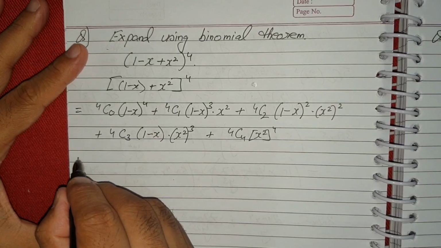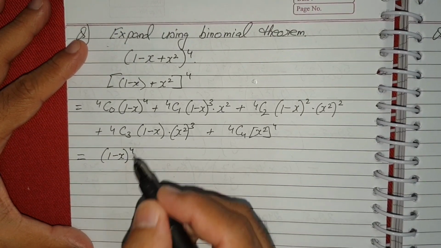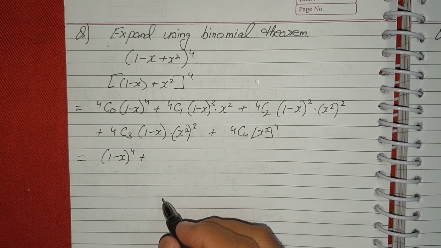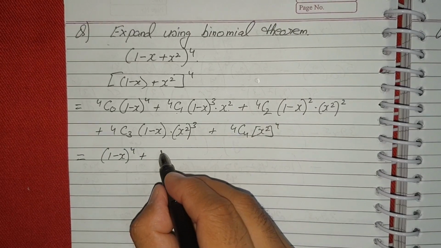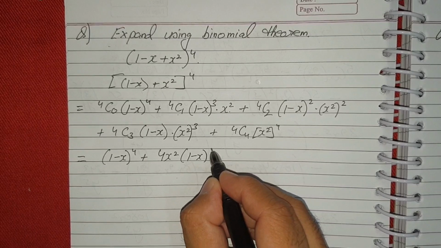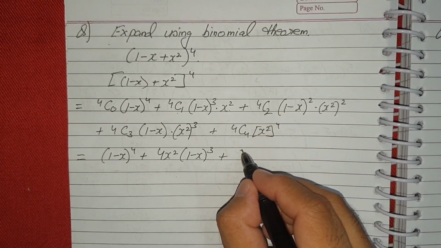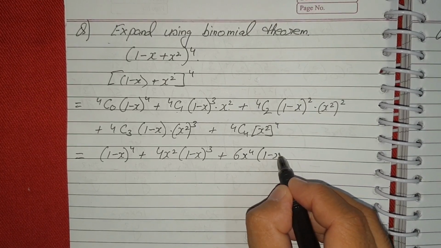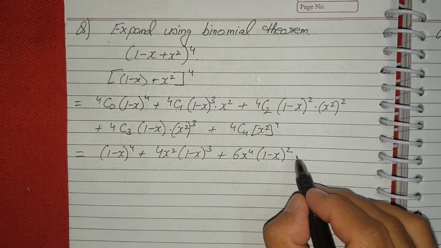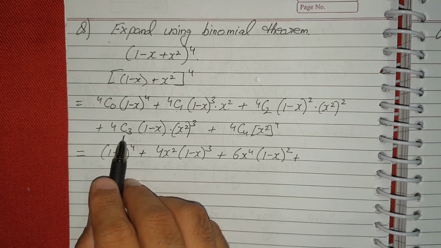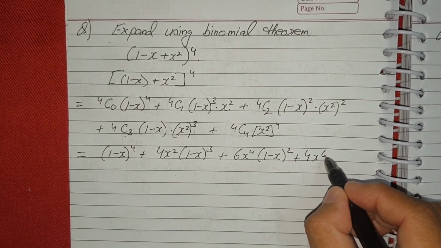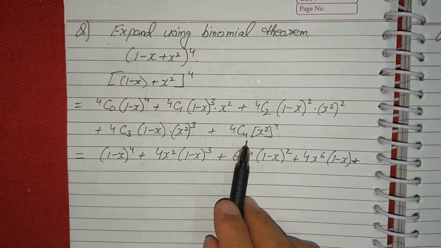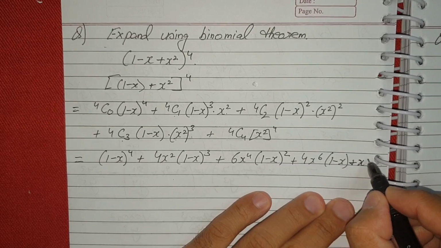Now 4c0, actually 4c0 is 1. So this expression will be (1 minus x) to the power 4 plus, now 4c1. Now what is 4c1? 4c1 is 4. So this is 4x square, (1 minus x) whole cube plus, what is 4c2? 4c2 is 6, and this is (x square) square. (x square) square is x to the power 4, and this is (1 minus x) whole square. 4c3 is 4, and this is x to the power 6. So 4x to the power 6, (1 minus x) plus, this is actually 4c4 is 1. So (x square) to the power 4, you can write x to the power 8.